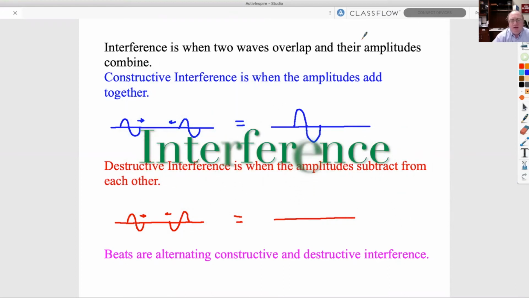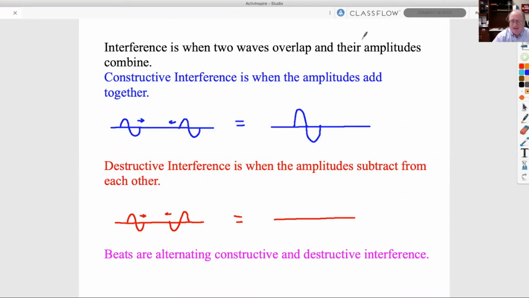Hi, let's talk about interference. Interference is simply when two waves overlap and their amplitudes combine. They can combine in one of two different ways, constructive interference or destructive interference. Constructive interference is when the amplitudes add together.